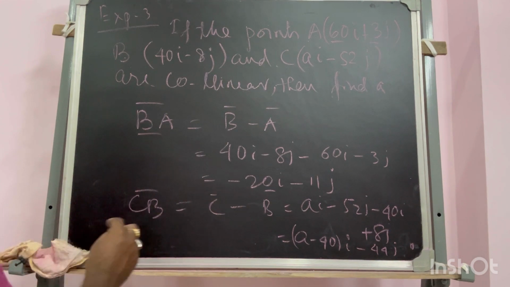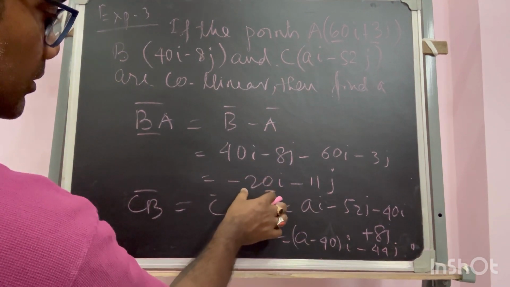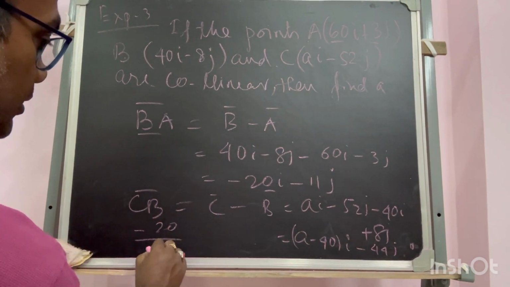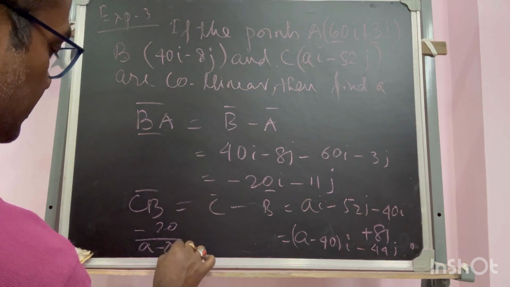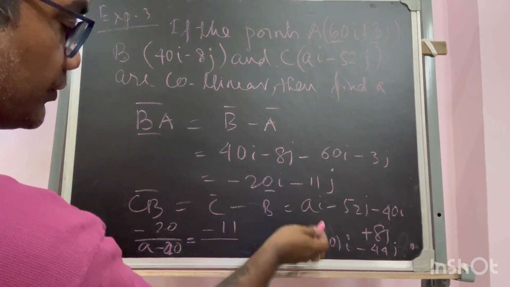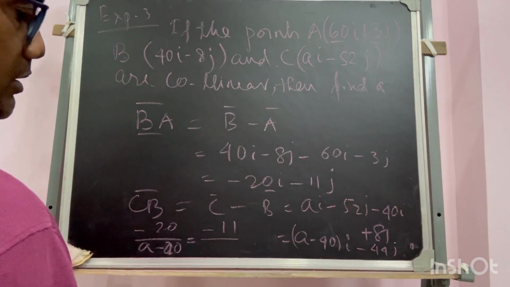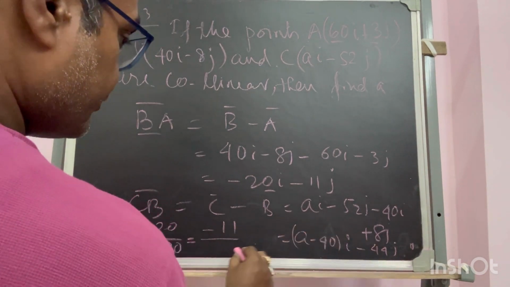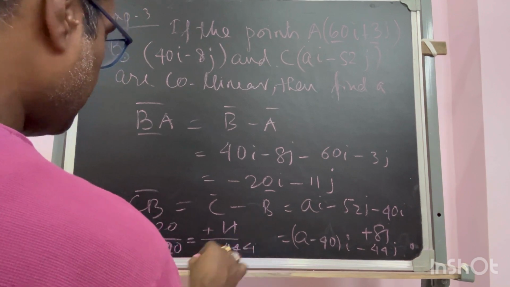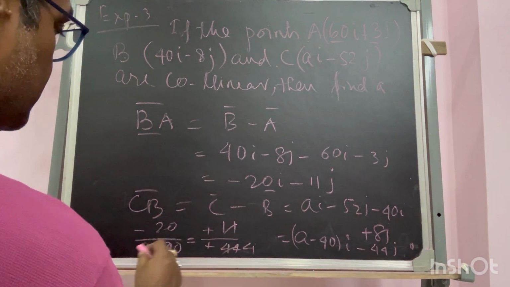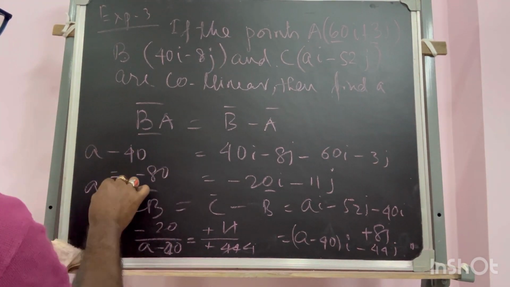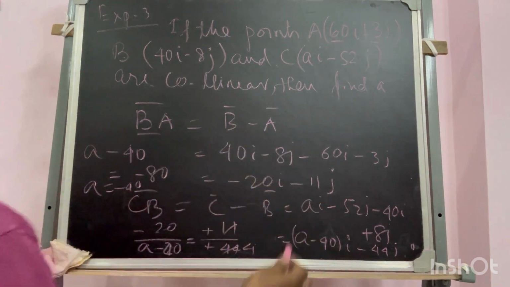So what is the condition for collinearity? The ratio of the coefficient of i must be the same as the ratio of the coefficient of j, because all coefficients have to be in proportion, then only it is proved that they are collinear. With the same thing, if I go, it will give you the same result. So this is 4 into this, so ultimately A minus 40 will give you minus 80. So from there also, we did it in the same way.